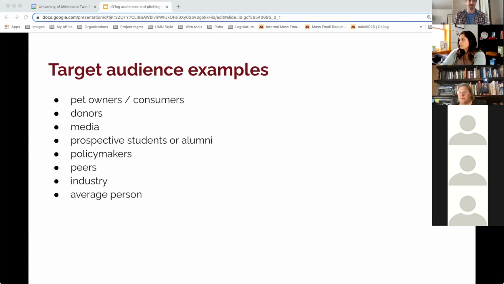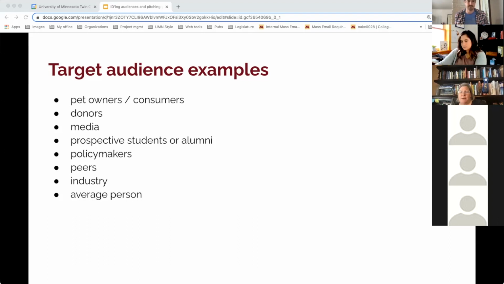Prospective students have certain things that they're interested in, and for the students on the call and those who were students at some point in their life, which captures the rest of you, when you're considering where you want to go and get your education, you have certain questions and things that you want to know about. And alumni also want to hear about what's happening at their alma mater, but their perspective is different.